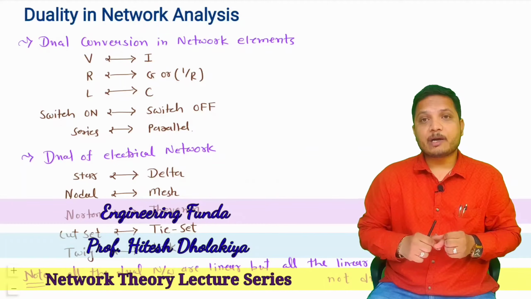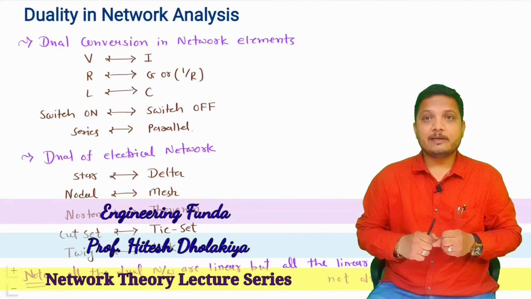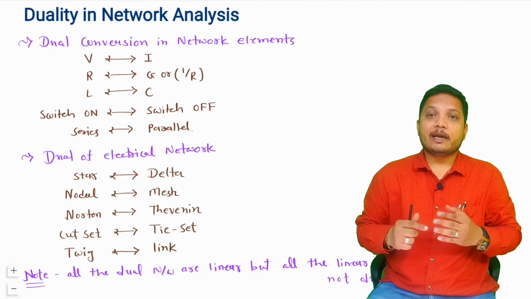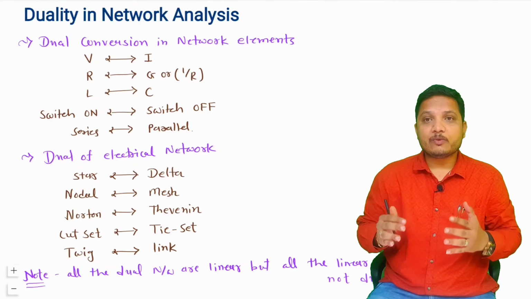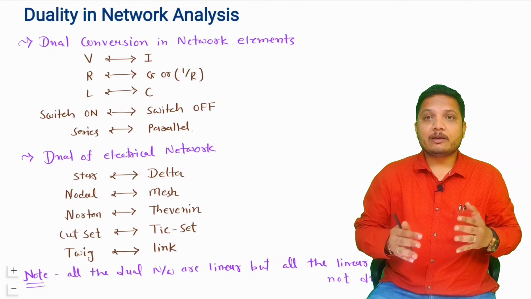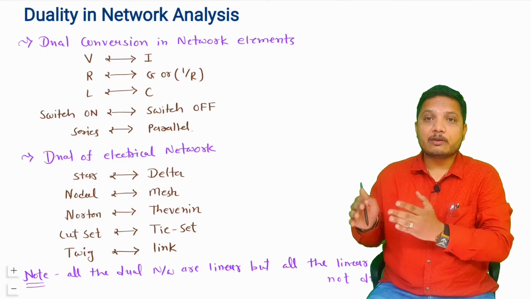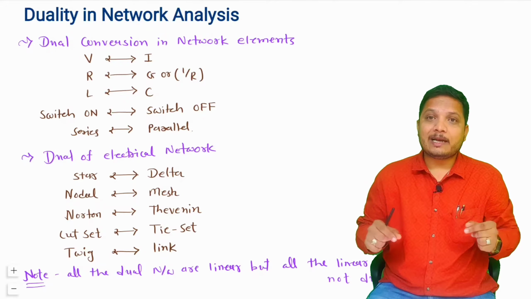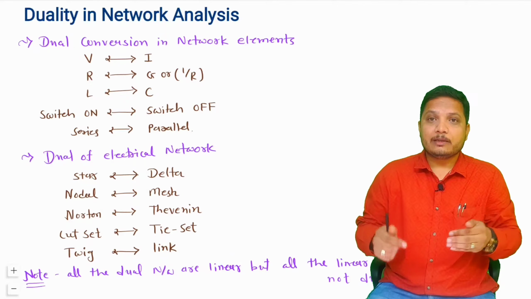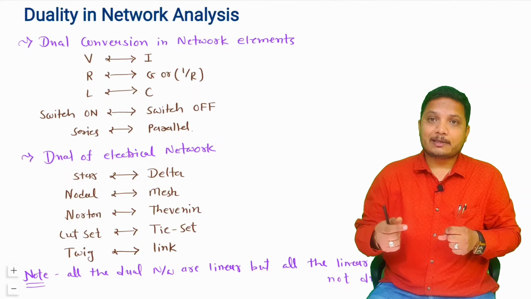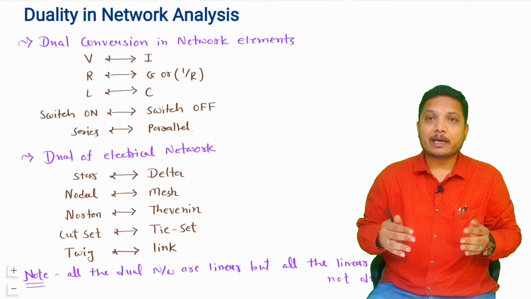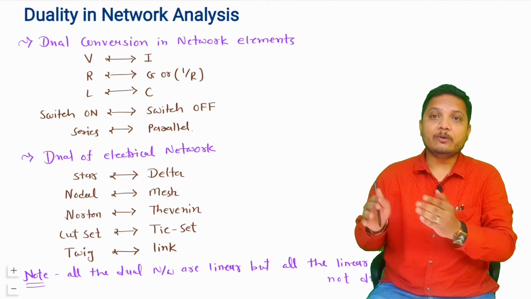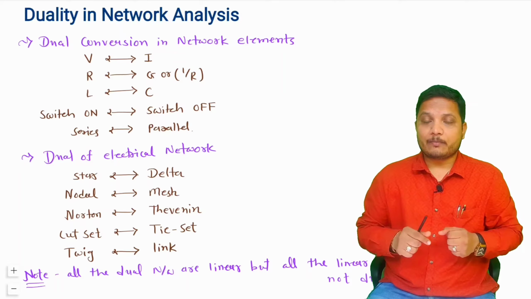This video is a part of the Network Theory lecture series, and in this video I'm going to explain duality in network theory. By using duality we can convert one form of network into another form of network. I'll explain what those different forms are in this video, and at last I'll explain how we can apply the duality concept to convert a given electrical network into its dual network.